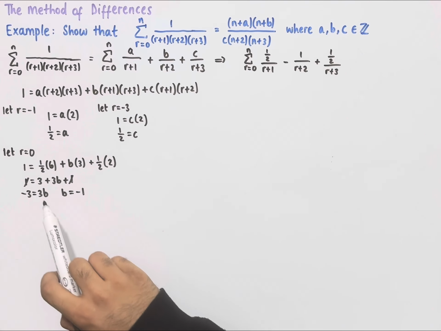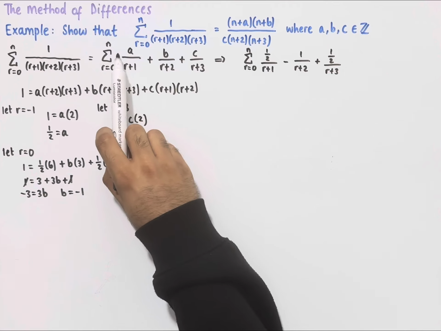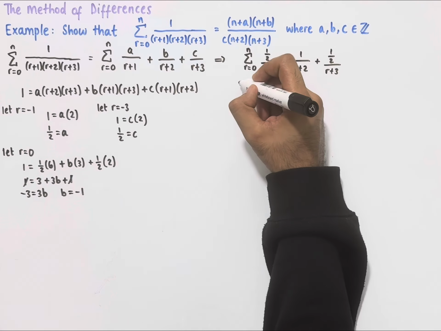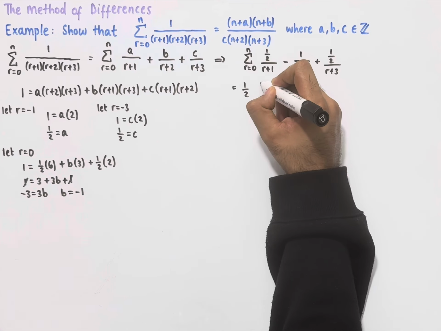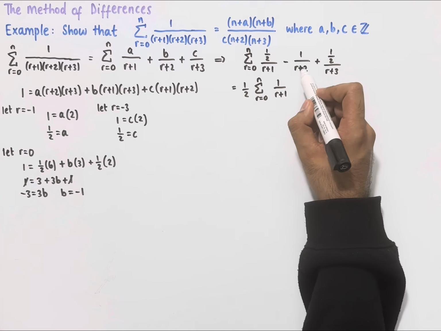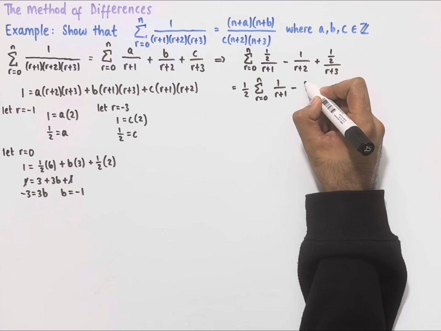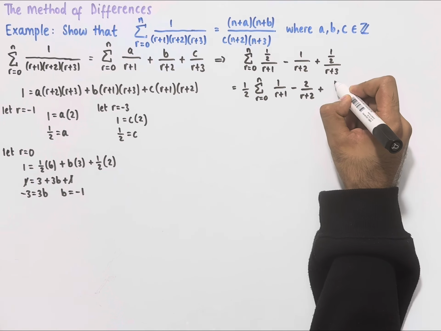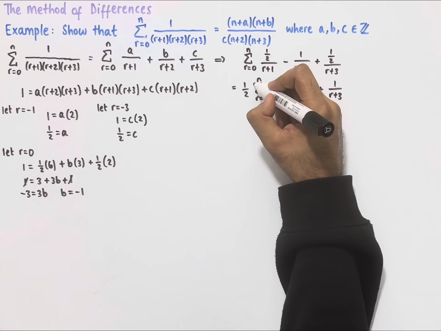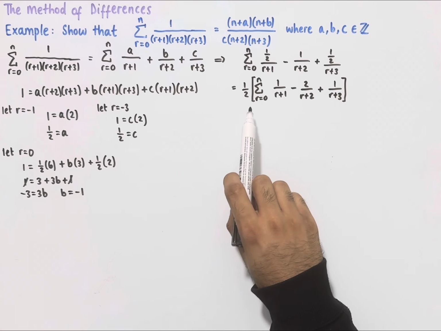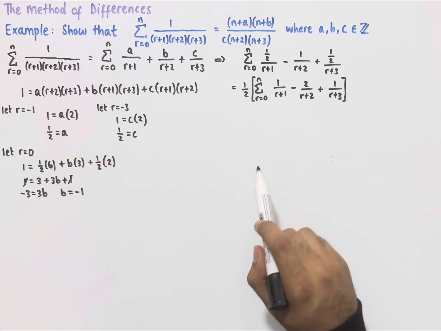And so if we substitute the values of a, b, and c into this series, we end up with the following. And so from this series, we can now factorize a half out, and then we're left with the sum of r equals 0 to n. Now the first term becomes 1 over r plus 1. Factorizing a half out from the second term, we're left with minus 2 over r plus 2, and then from the last term we end up with 1 over r plus 3, and the half is being multiplied with the whole series. Now the technique for the method of differences is to list out some of the terms of this series and then cancel as appropriate.